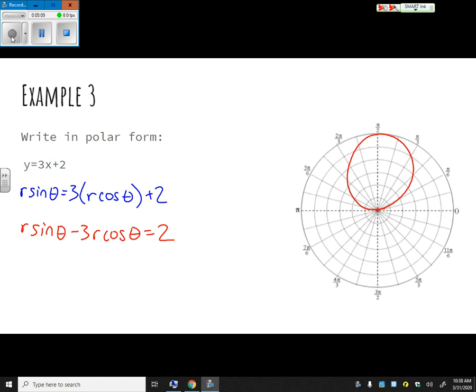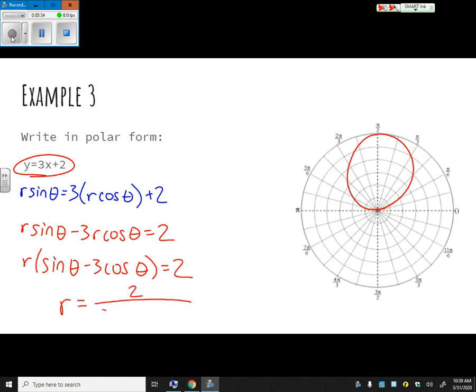Okay? So a lot of times, whenever we work a rectangular equation, we like to have that answer left as y equals something, just like we have here. Well, the opposite is true for polar. We like it left with just r equals something. And so the way that you're going to see this written, either going forwards or backwards, is going to be 2 over sine theta minus 3 cosine theta is equal to r.